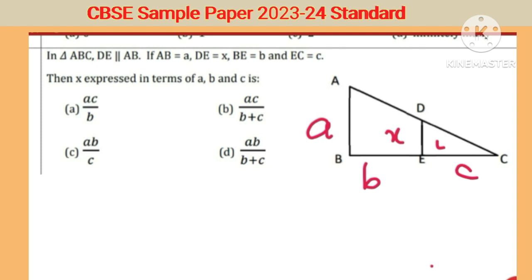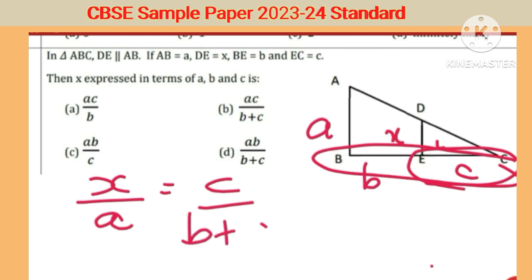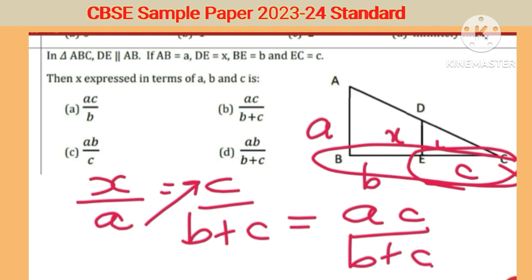So clearly it will come from the similarity. Triangle DEC will be similar to the whole triangle ABC. We don't need to show the similarity. Straightaway let's write down the ratios. So may I say that DE upon AB, that is X over A, is equal to EC, that is C, upon CB, that is B plus C. So clearly, if we cross multiply, X can be expressed as AC divided by B plus C. So B is our right answer.